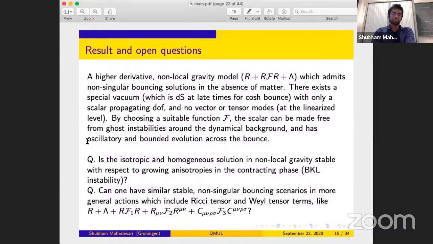So the question is, at least if you have this problem of growing anisotropies in GR, can you avoid it in non-local gravity? This is something that we're currently looking at. Another question is whether it is also possible to have non-singular bouncing scenarios in much more general actions, which include not only the Ricci scalar, but also non-local Ricci tensor and non-local Weyl squared terms. Again, this is another open question at this point.